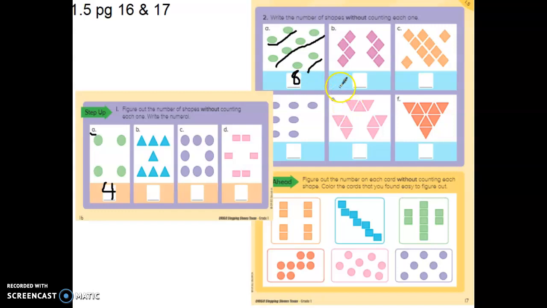There we go. Same thing down here with the step ahead. Give it a try. Same thing, you're going to count them without counting each one. So you can see here, this is a group of 2. And these are kind of jumbled, but I bet you can do it.